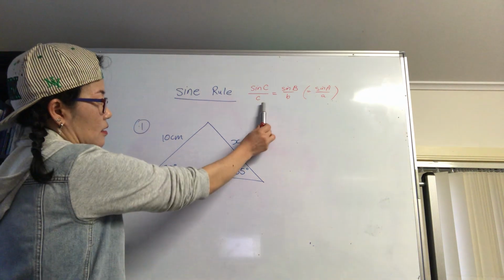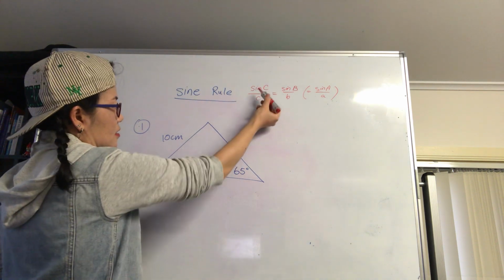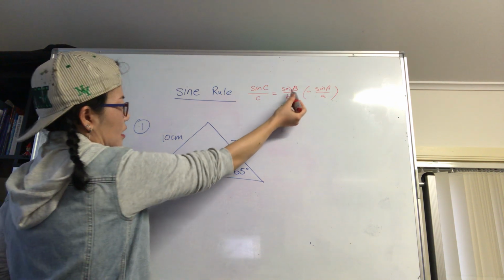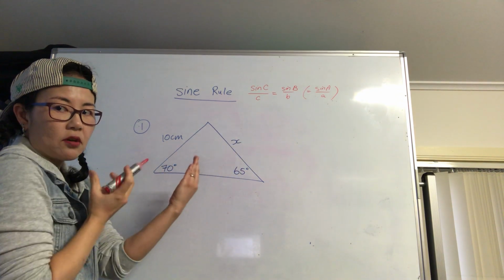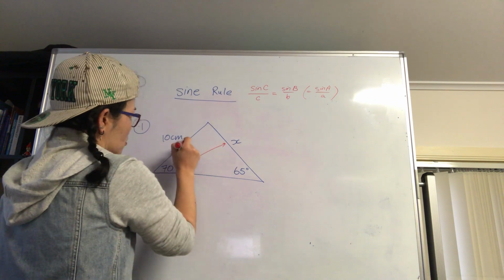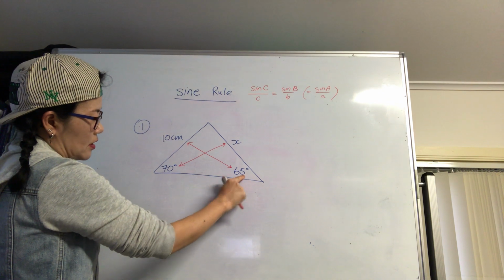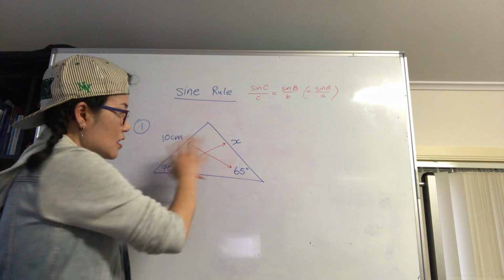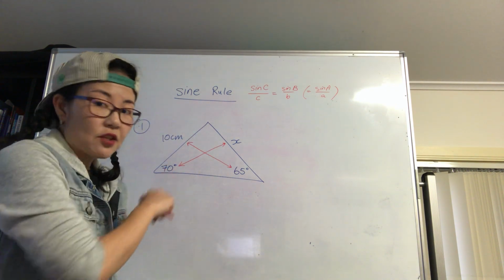The sine rule says here, but before we do it, you can see that angle C is with side C, angle B is with side B. So they are opposite together. The angle and the side are opposite each other. So I'm going to make sure they're opposite to each other. This angle is opposite to this side, so I can use the sine rule. If it doesn't happen like this, you cannot use the sine rule. Now this one, I can use the sine rule.